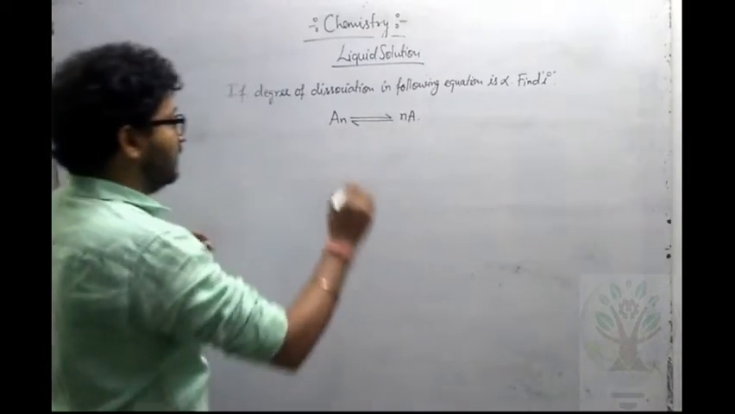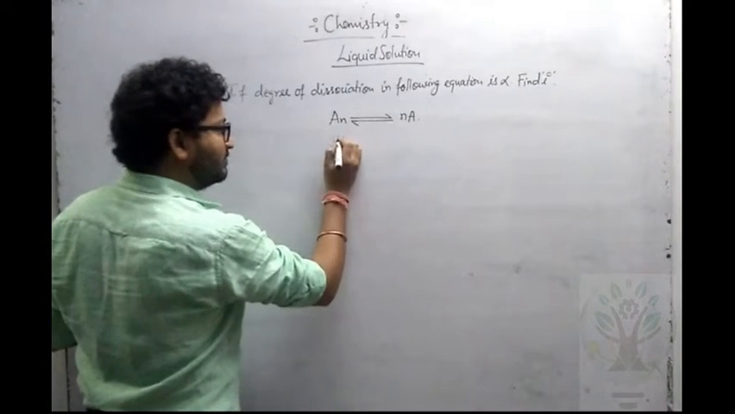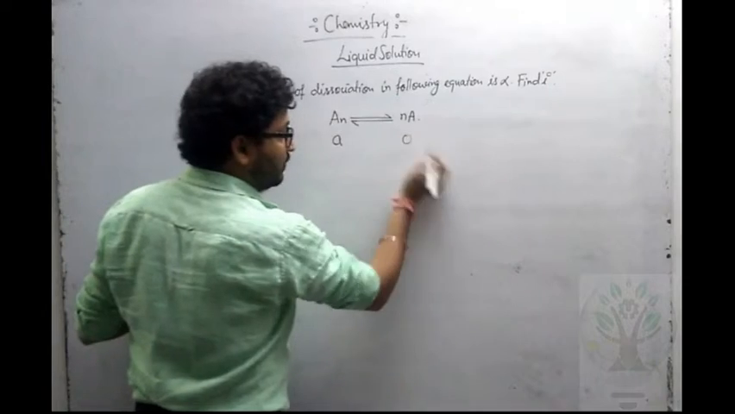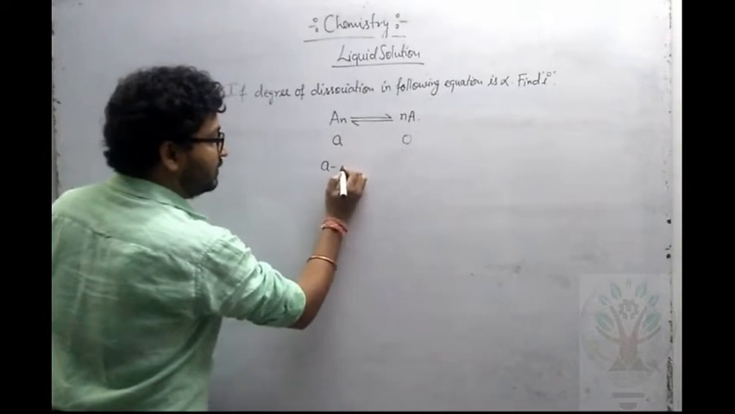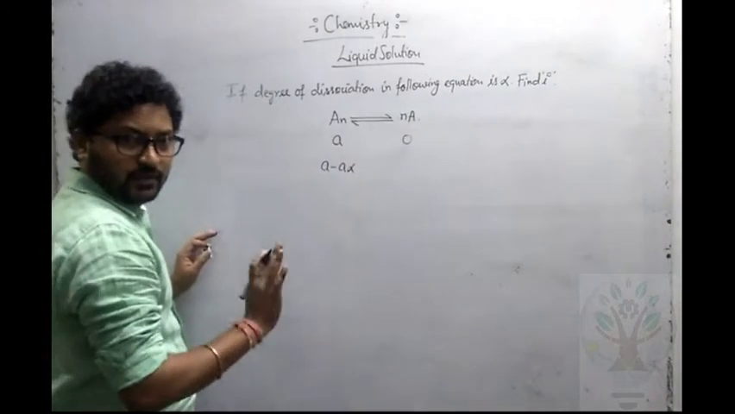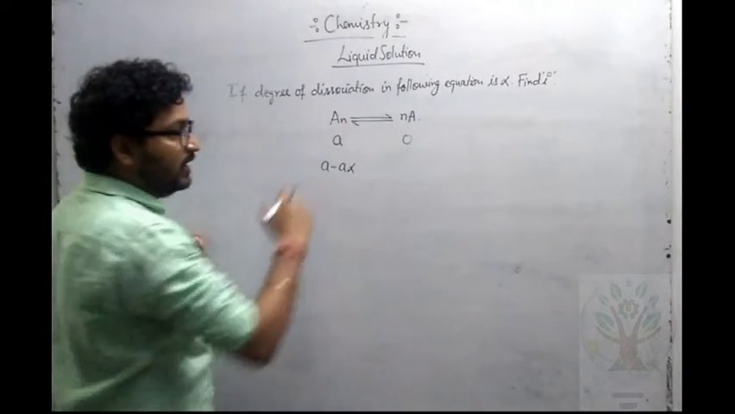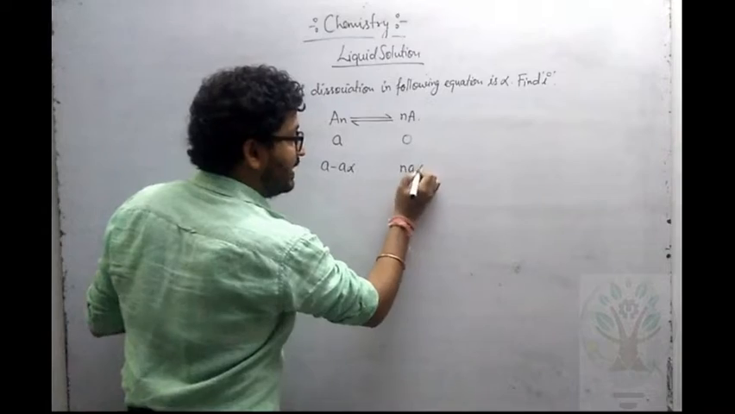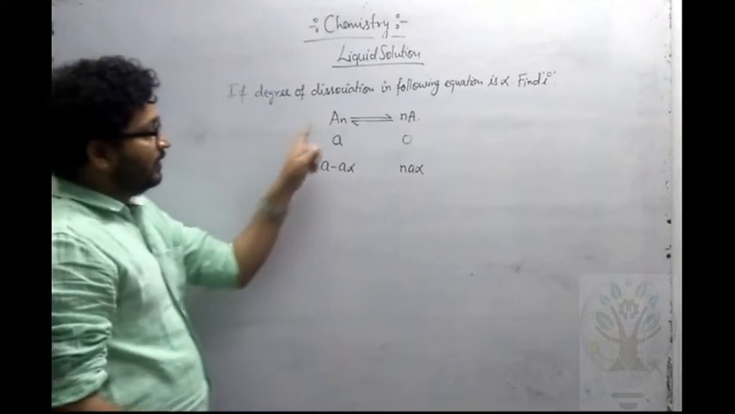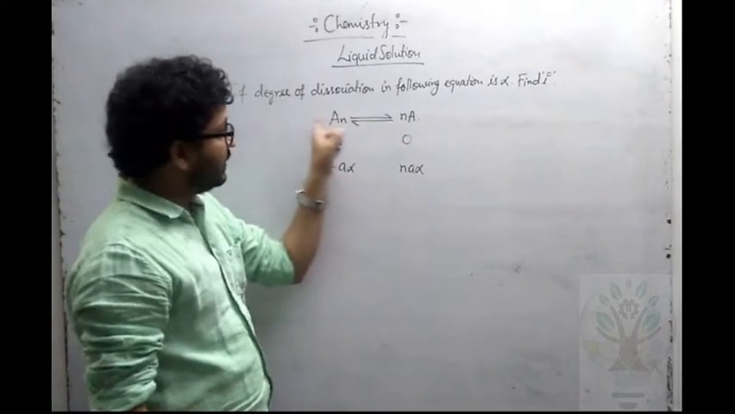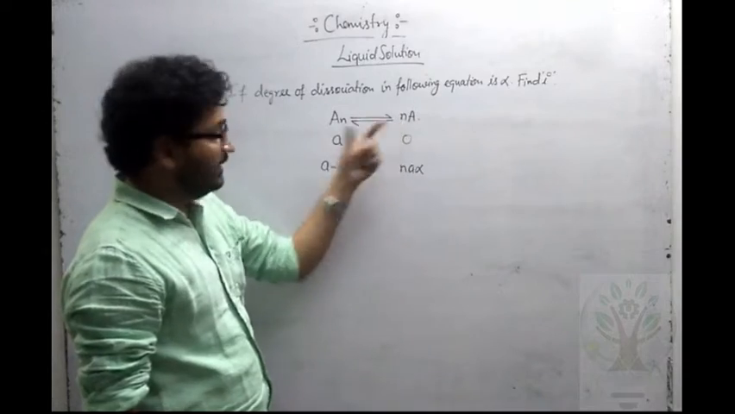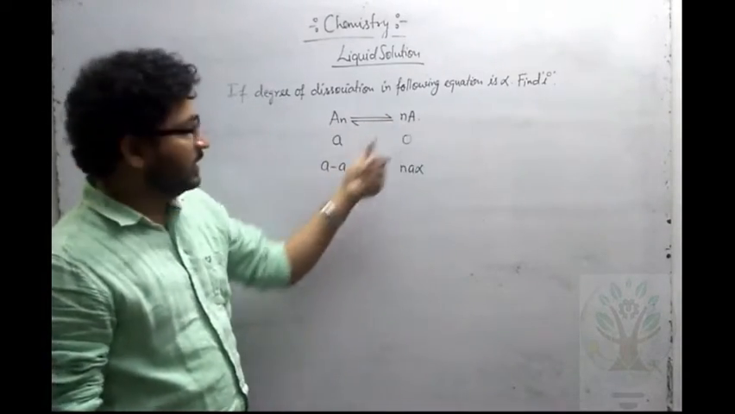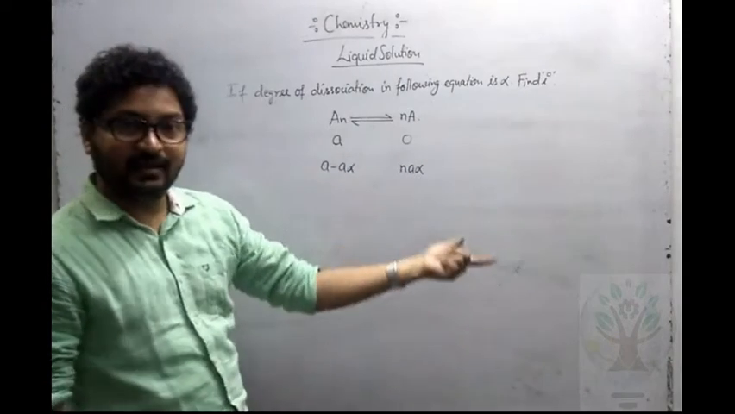Okay, now let's see. Let's say in the beginning I have A moles. Although you know there is no use to write this A, so it will be 0. After some time it will become A minus A alpha, because the degree of dissociation is alpha. So can you tell me how much will be formed? It will be nA alpha, isn't it? 1 AN gives us nA, so how many will A alpha give? nA alpha. 1 AN gives me nA, so A alpha will give me nA alpha.